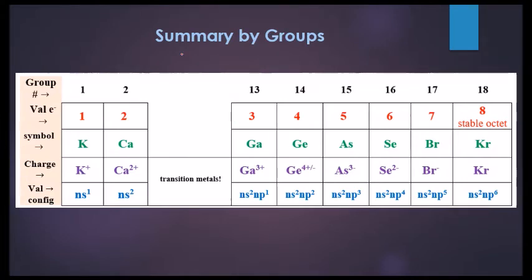I did a summary by groups here with an example for you to put it all together. The group number up here, the valence electrons, the symbol of a particular example, what the charge would look like on that symbol, and then the valence configuration. So just basic here, one to study. That goes +1, +2, +3, plus or minus 4, -3, -2, -1, and then 0. So following that pattern on the periodic table, this is a nice graphic to refer to.